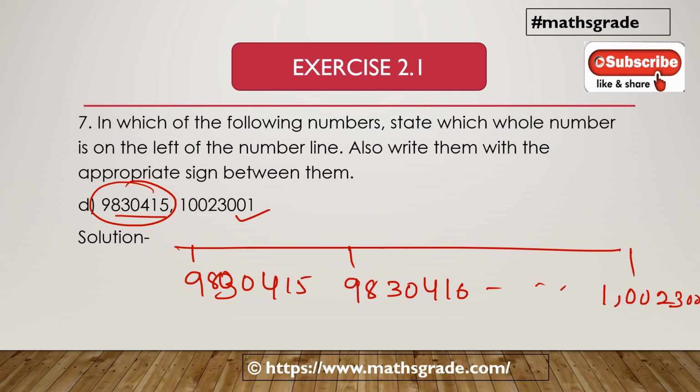So 98 lakh 30,415 is on the left of the number line, and between these two numbers, 98 lakh 30,415 is less than 1 crore 23,001, and the appropriate sign is the smaller than, less than symbol.